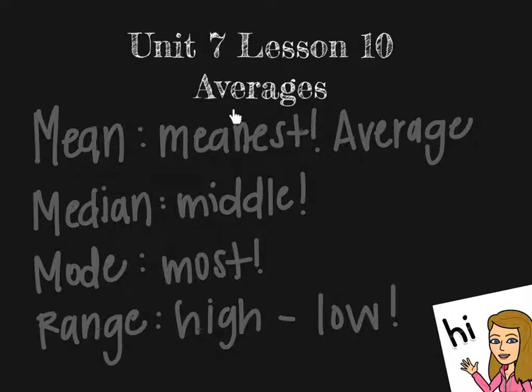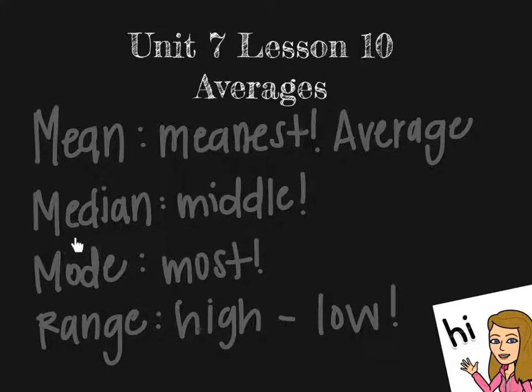Today we're learning about averages, or mean, median, mode, and range. Mean is the only one that actually is the average, or what word we would also use. They kind of interchange these words. When they're talking about mean, they also are talking about average. I like to call it the meanest because it takes the most steps.